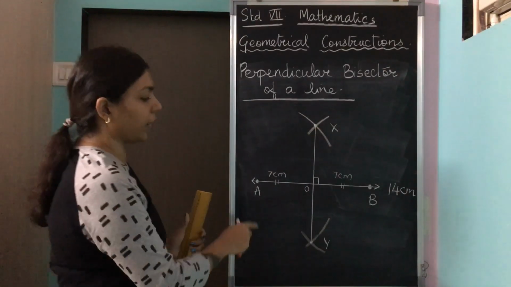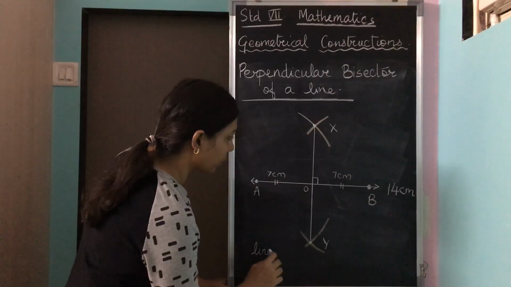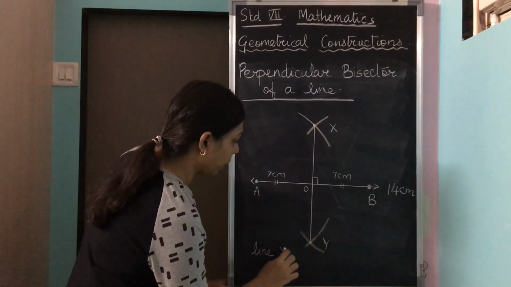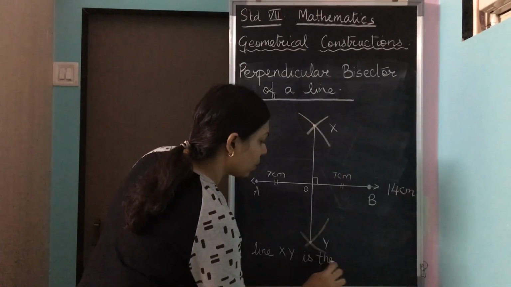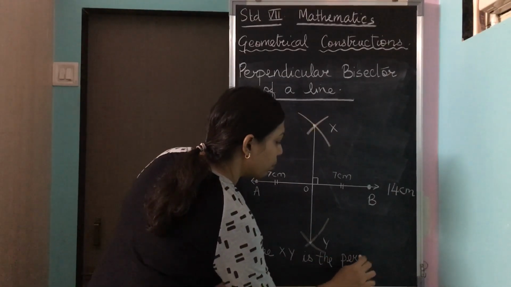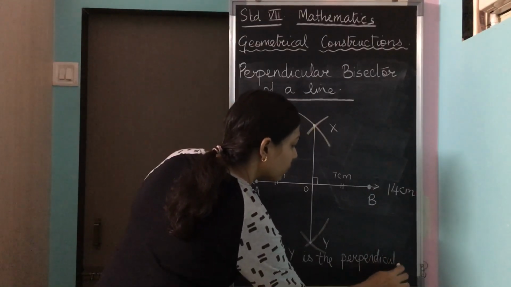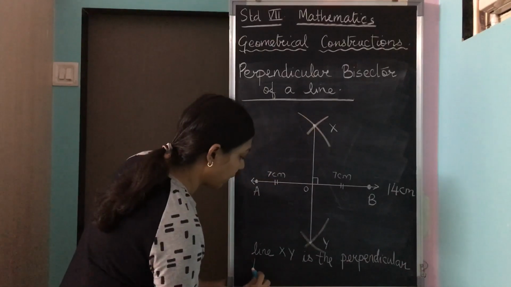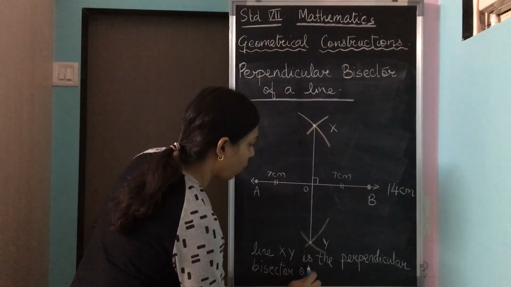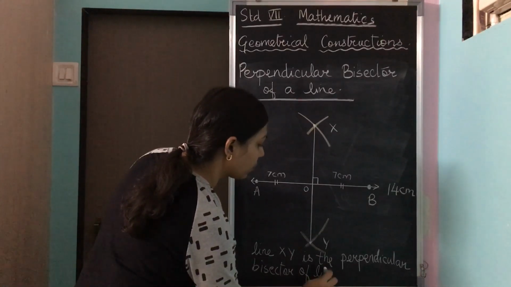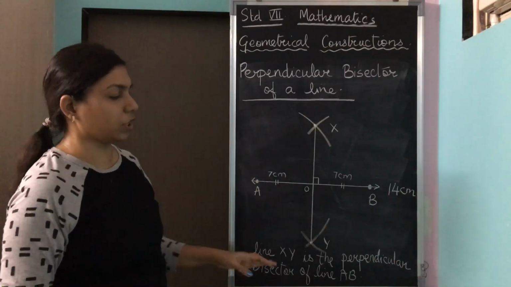Okay, so what will I write at the bottom? Line XY is the perpendicular bisector of line AB. Okay, so please do this construction and write this down.